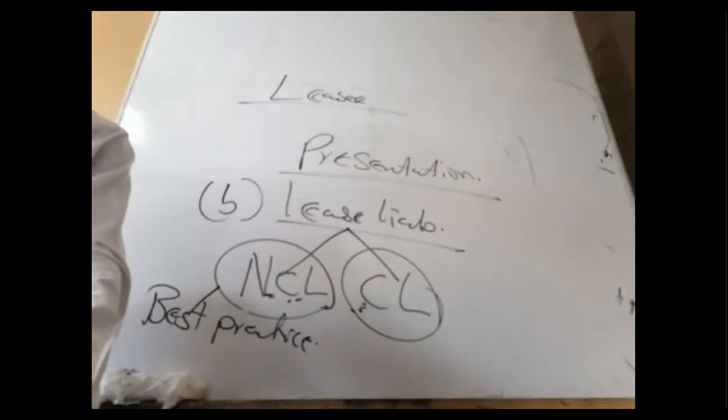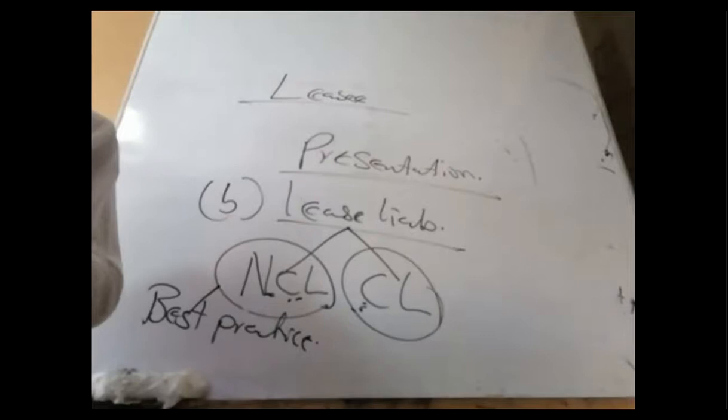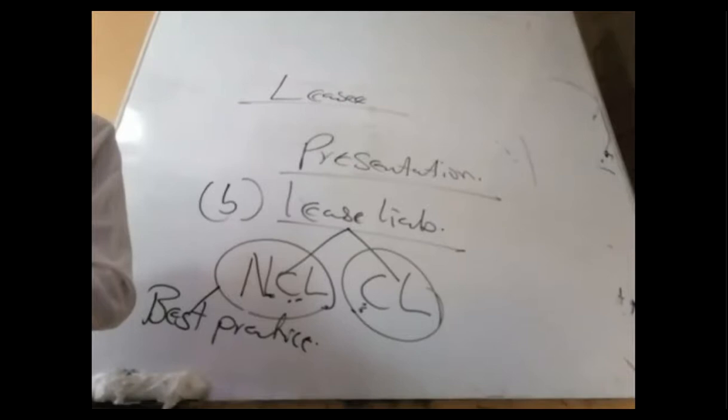And we also said that the underlying asset qualifies as low value if the following two conditions are in place. Number one, the lessee can benefit from the use of the underlying asset. And number two, the underlying asset is not highly dependent on or highly interrelated with the other assets. That is the condition.